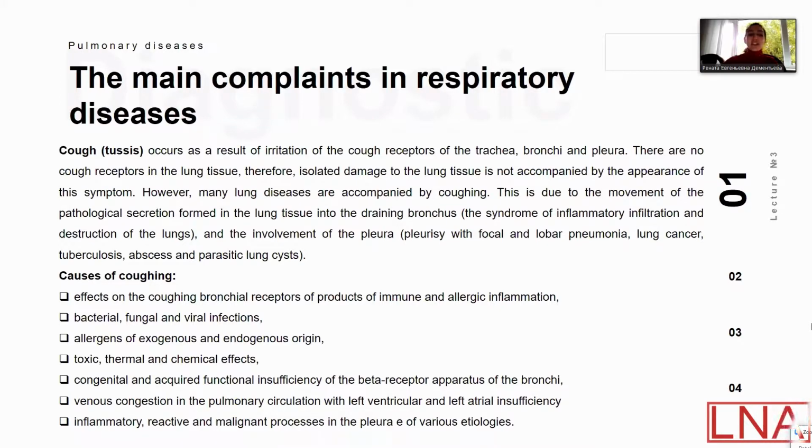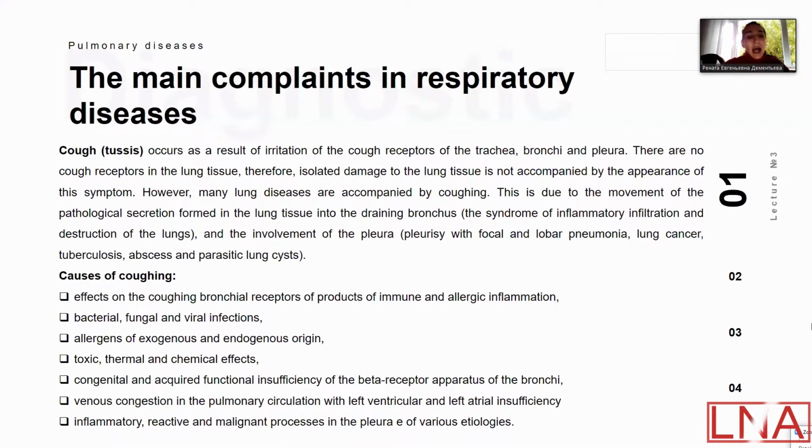Next, bacterial, fungal, and viral infection. Next, allergens of exogenous and endogenous origin, of different types, which can be from the external environment, from outside. Toxic, thermal, or chemical effects.